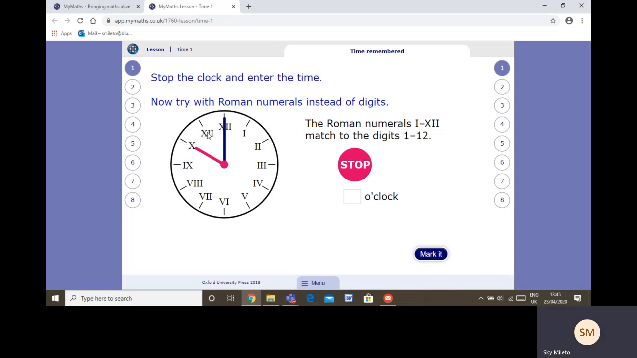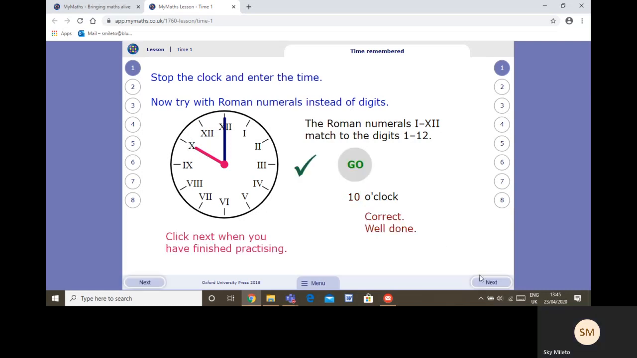XI, it should be XI, not XII, because that would be 12. XI is 11. This program's got it wrong, naughty my maths. And this one, XII, is 12. So we have got it stopped on 10 o'clock. If you forget what they are, don't worry, just count up. 1, 2, 3, 4, 5, 6, 7, 8, 9, 10. You don't need to know that X is 10 to know that that's a 10, because you can count it.